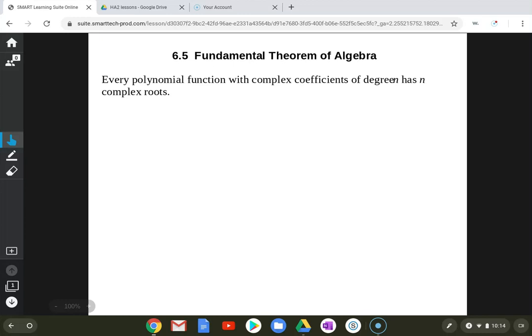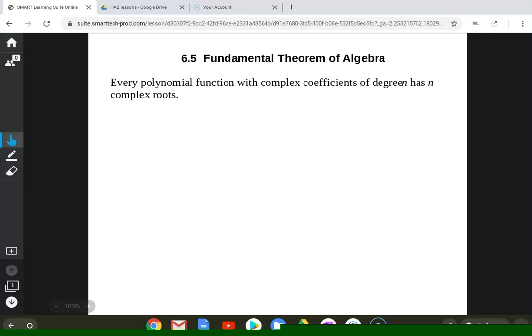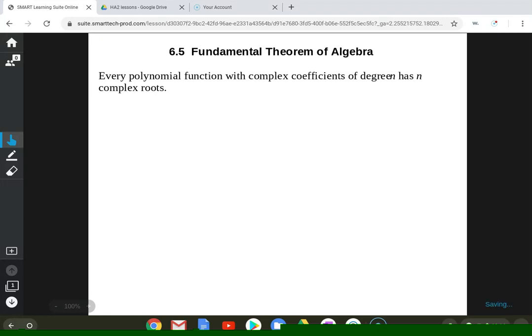Good morning, everyone. It's time for section 6.5, which is on the fundamental theorem of algebra. The fundamental theorem of algebra is very quick. All it says is that every polynomial with complex coefficients of degree n has n complex roots.